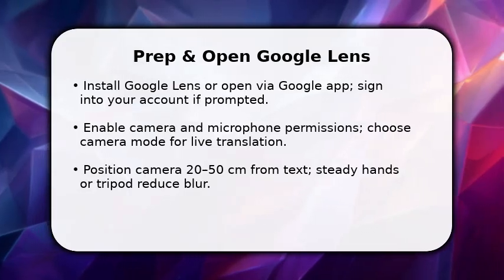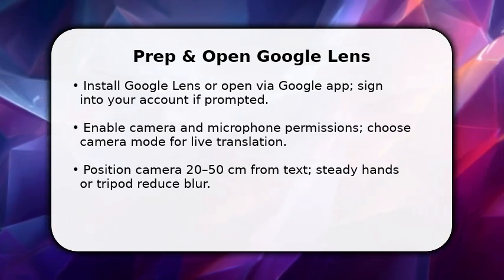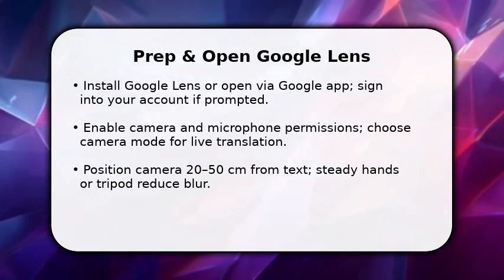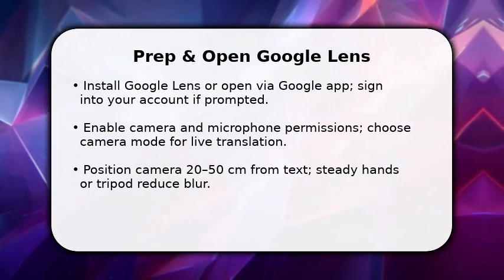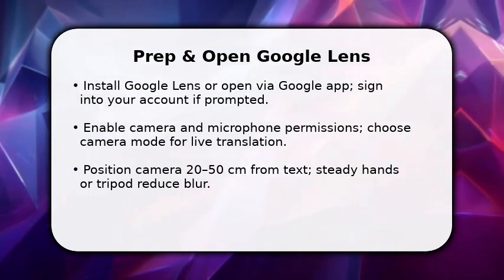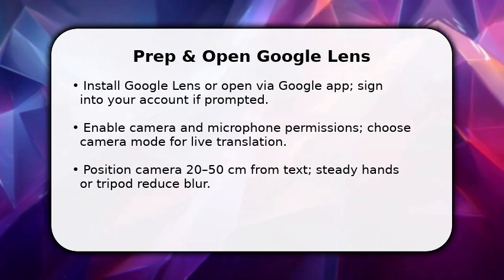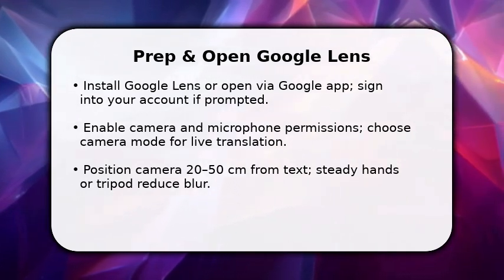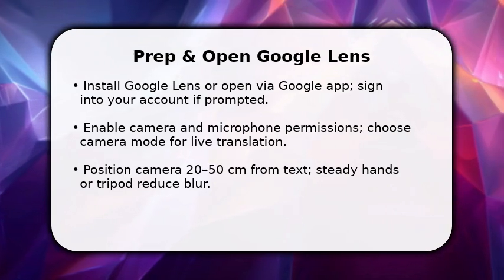You start by preparing the phone and app so translation works instantly. First, install or open Google Lens and grant camera permissions. This lets Lens access live text. Then, choose camera mode and point at the text. Keep the lens 20 to 50 centimeters away for clarity.